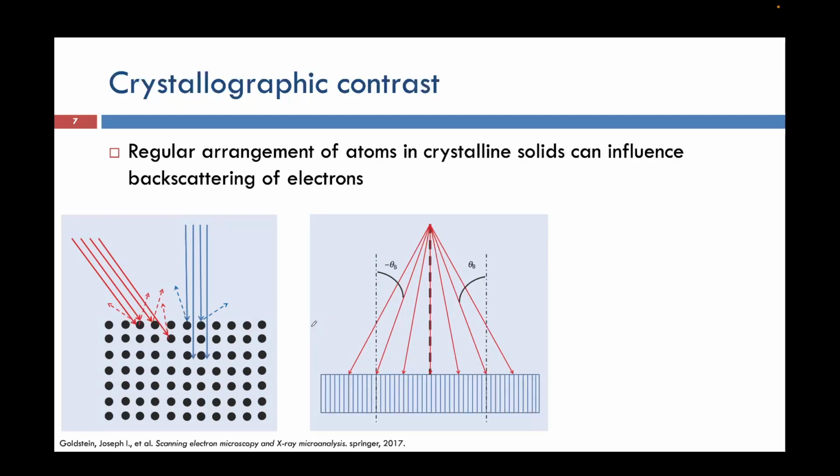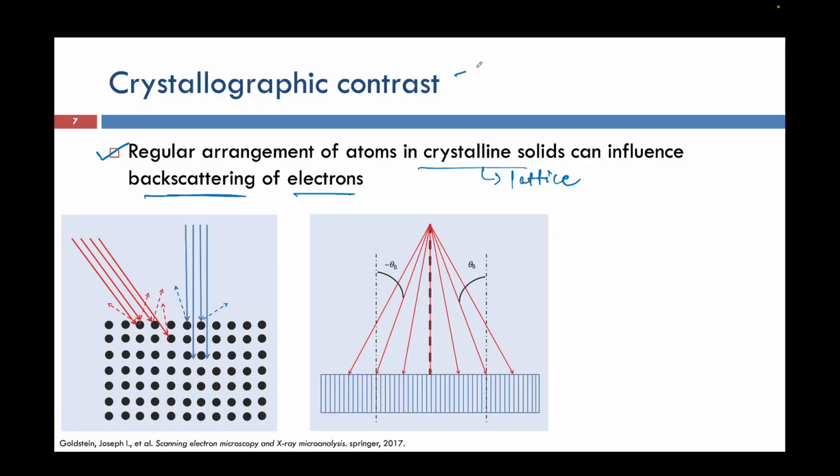to the principle that regular arrangement of atoms in crystalline solids can influence backscattering of electrons. What do you mean by regular arrangement of atoms in a crystalline solid? That is, if I am talking about the lattice, the arrangement of the lattice or the symmetry of the lattice can also influence the backscattering of electrons.